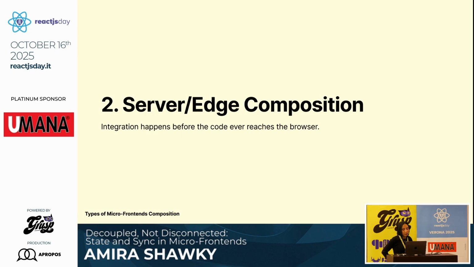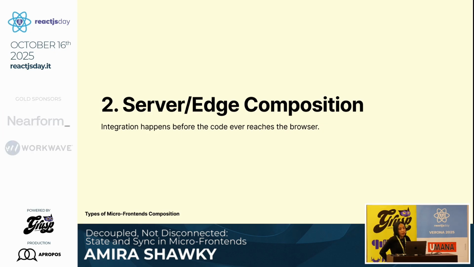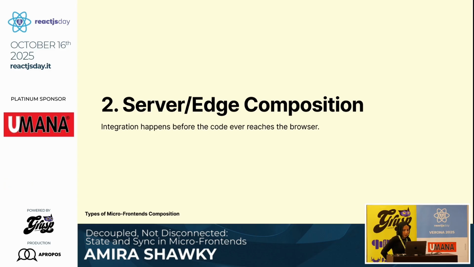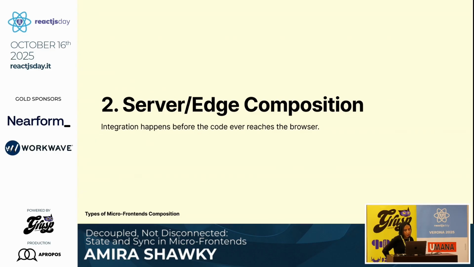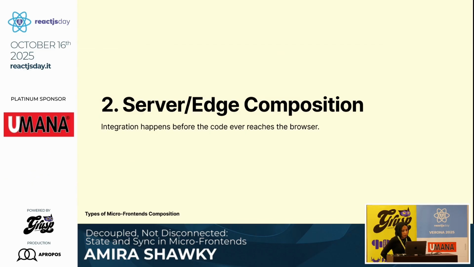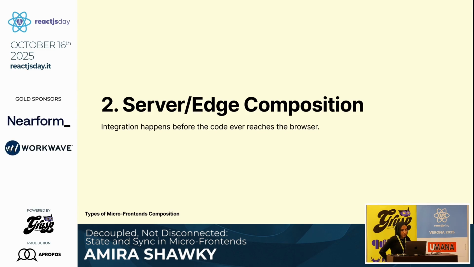Second, we have server edge composition, where the integration happens before the code ever runs in the browser. So instead of the browser dynamically loading and stitching together every micro front-end that you have at runtime, server and edge composition does the stitching on the server side or the CDN edge. So right before the response is sent to the user, by merging JSON responses from multiple micro frontends, rendering them before it reaches the client side.